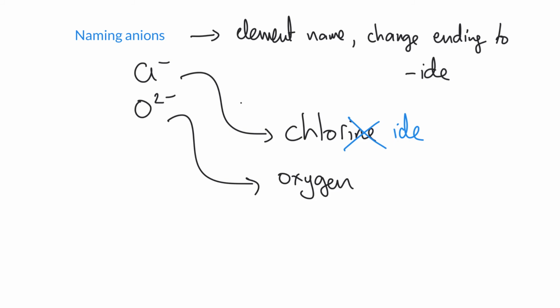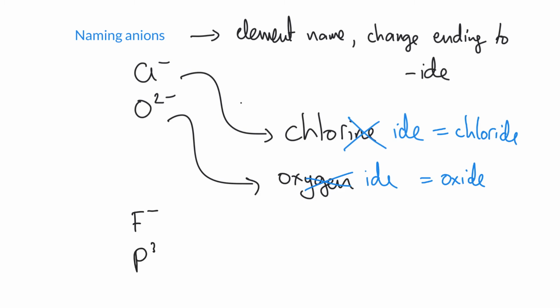And I don't know that there's a really good way to explain what constitutes the ending other than, well, if you've heard of it before, that's probably right. So oxide is the name of the O2 minus, and chloride, I think most people have heard of sodium chloride, which is regular common table salt, right? So chloride just sounds right. So here's a couple for you. How would you name F minus, and how would you name P3 minus? Go ahead and pause and see if you can come up with a name for those.